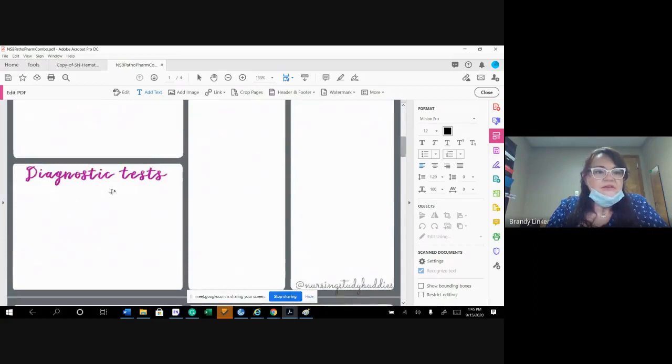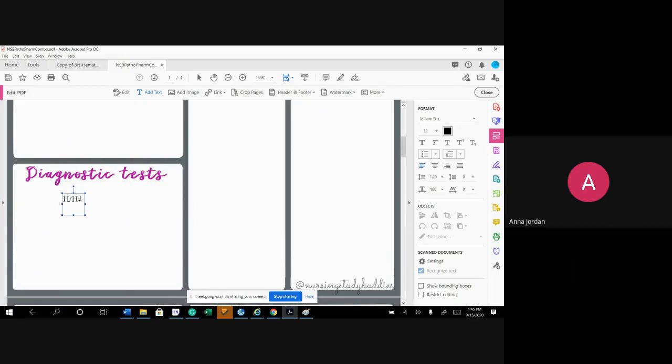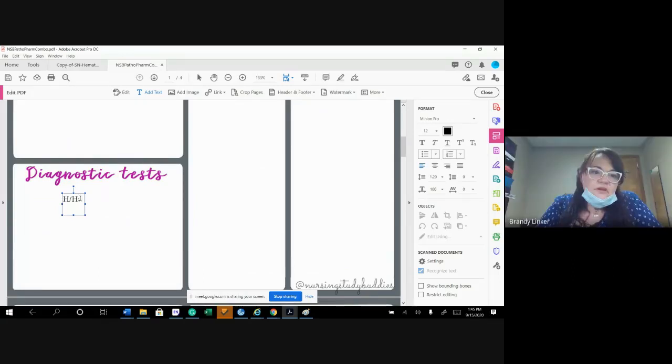Okay. So diagnostic tests, labs you're going to take. You're going to take a hemoglobin and hematocrit lab. Okay. Which one do you think is going to be normal versus low? You take a hemoglobin and a hematocrit. What do you guys think that the results will be for iron deficiency anemia? Hematocrit. Mm-hmm. Yeah, so hemoglobin will definitely be low, right?